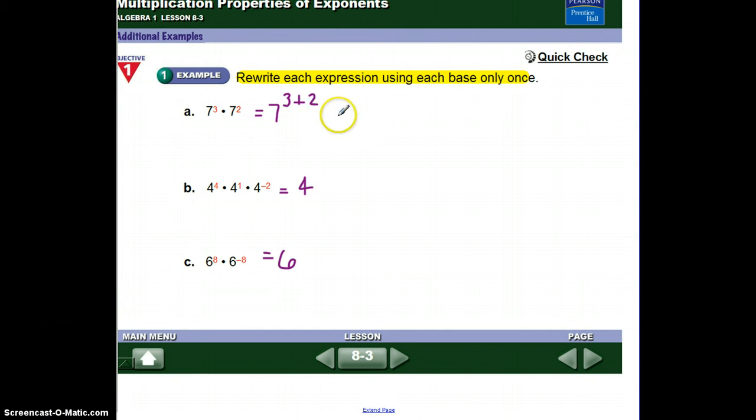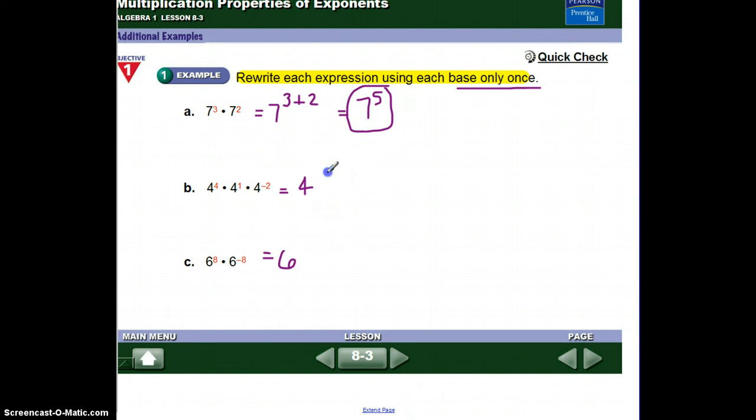So the exponents of 3 and 2 I add together, which will be 7 to the 5th. Now normally I'd take this 7 to the 5th and I'd put it in my calculator and calculate a number out. But this says rewrite each expression using the base only once. So they actually want me to leave it like this.